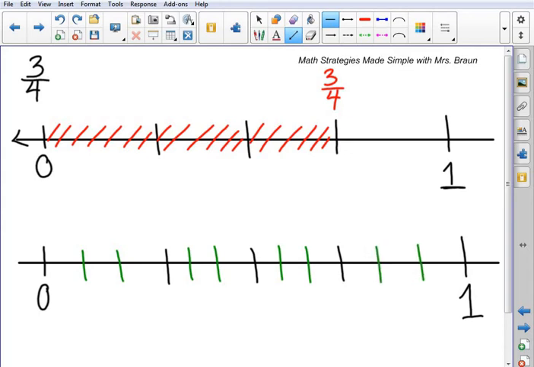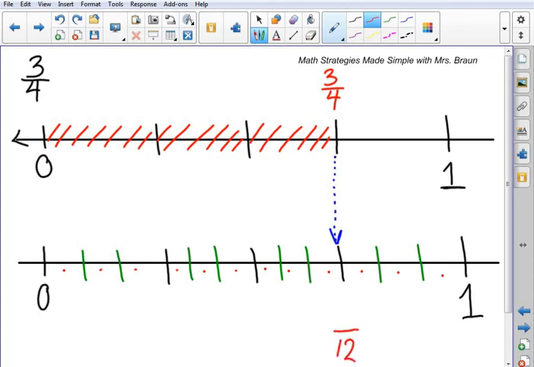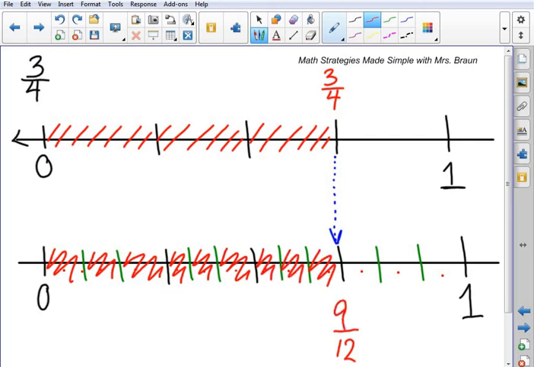Okay. Now I'm trying to find something that's equivalent to this 3/4 mark right here. So let's see what fraction is represented underneath here. First, I need to determine my denominator, see how many equal pieces. So I have 1, 2, 3, 4, 5, 6, 7, 8, 9, 10, 11, 12 equal pieces. And I'm looking at 1, 2, 3, 4, 5, 6, 7, 8, 9. It takes 9 of those 12 pieces to be equivalent to 3/4.